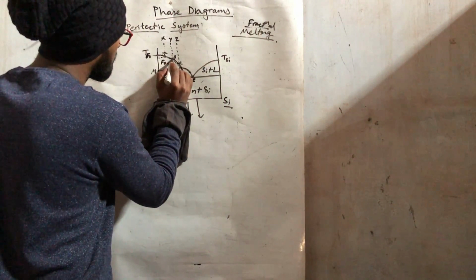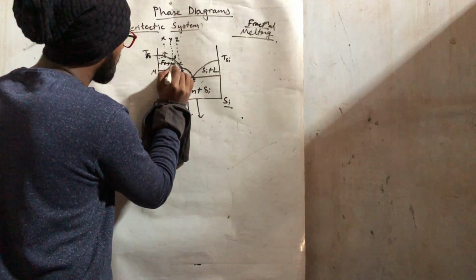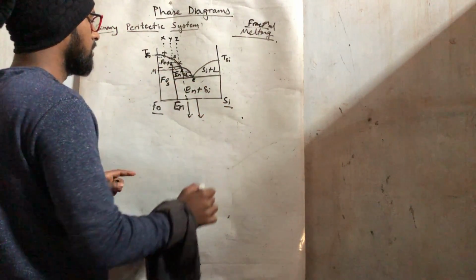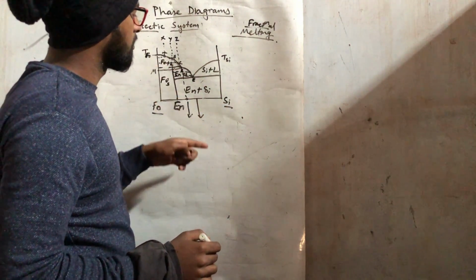And you apply the lever rule similarly to find out how much percent of enstatite or liquid or forsterite, or any component, is there.